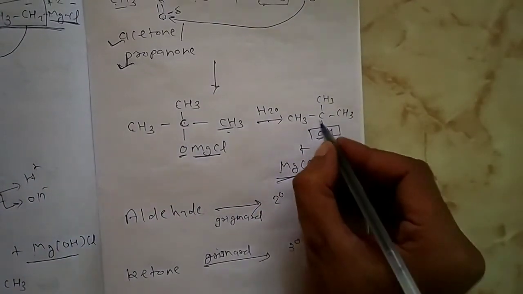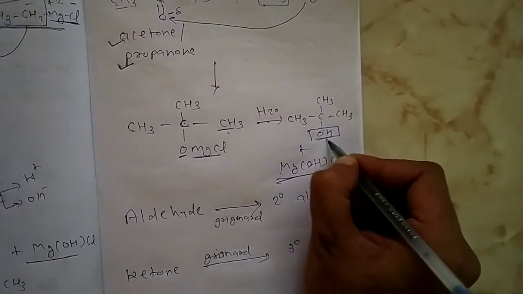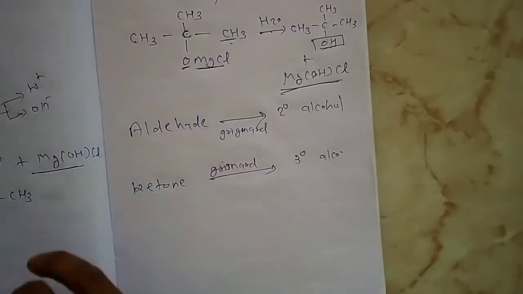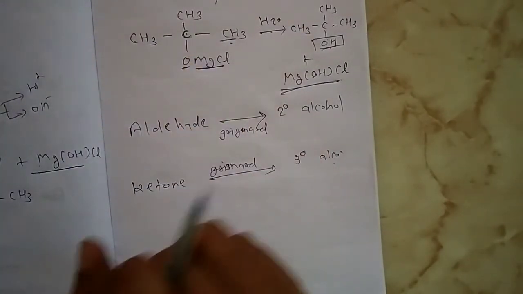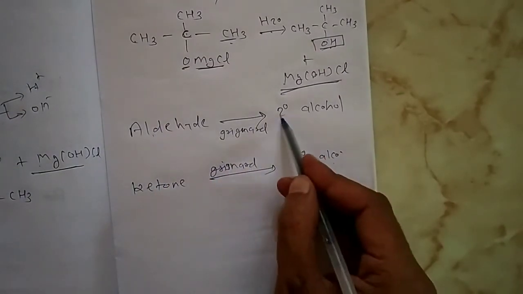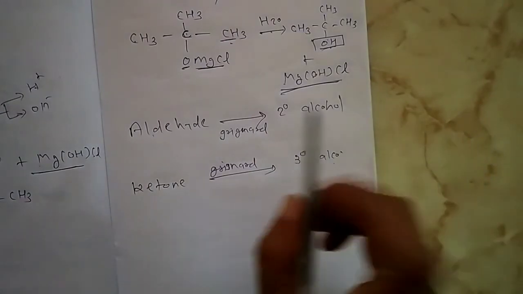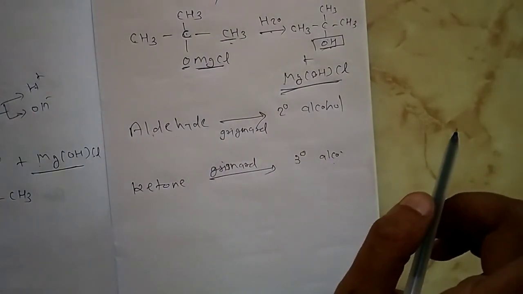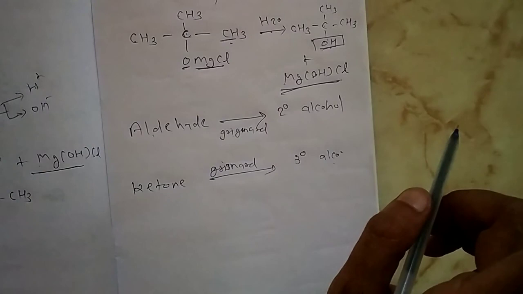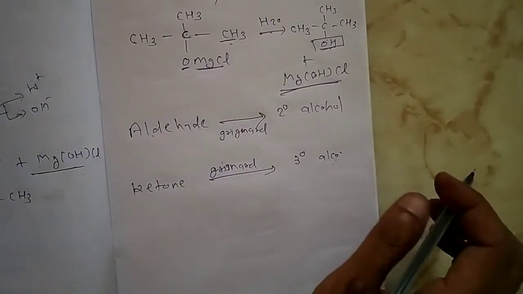Now you can see when we react a ketone, it will give 3 degree alcohol. So from this whole reaction, what we learned? Aldehyde, when it reacts with Grignard reagent, will give 2 degree alcohol, except formaldehyde. I'm not talking about formaldehyde here. Formaldehyde will give 1 degree. Ketone reacts with Grignard reagent, it can give 3 degree alcohol.